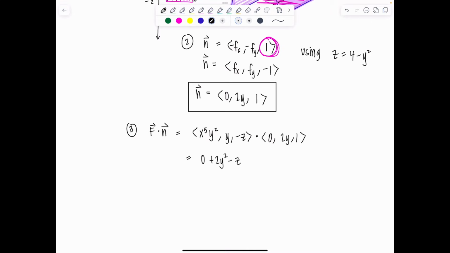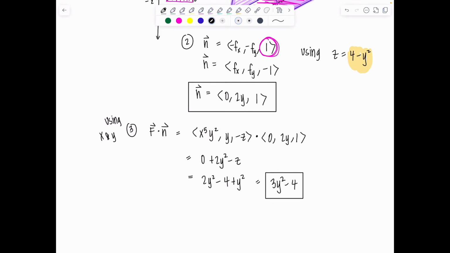Uh-oh, we can only have x's and y's. So what do we do? Well, we replace z with how it's defined on the surface, 4 minus y squared. So this is 2y squared minus 4 plus y squared, which is 3y squared minus 4. Are we good? Okay, then we're ready to go.